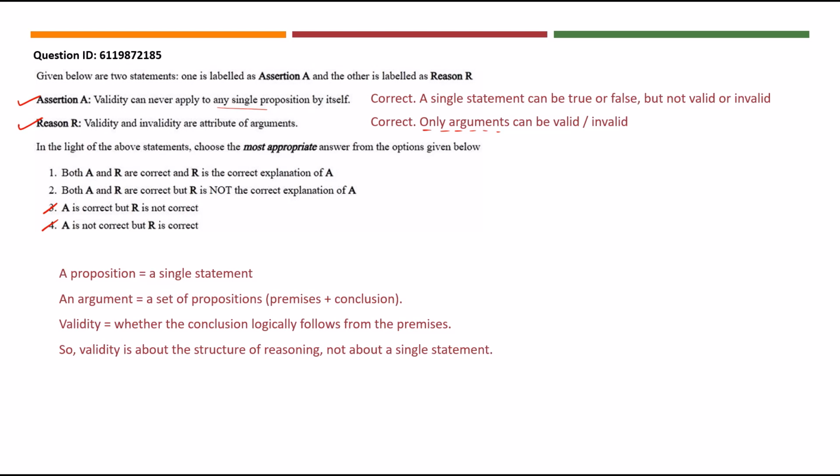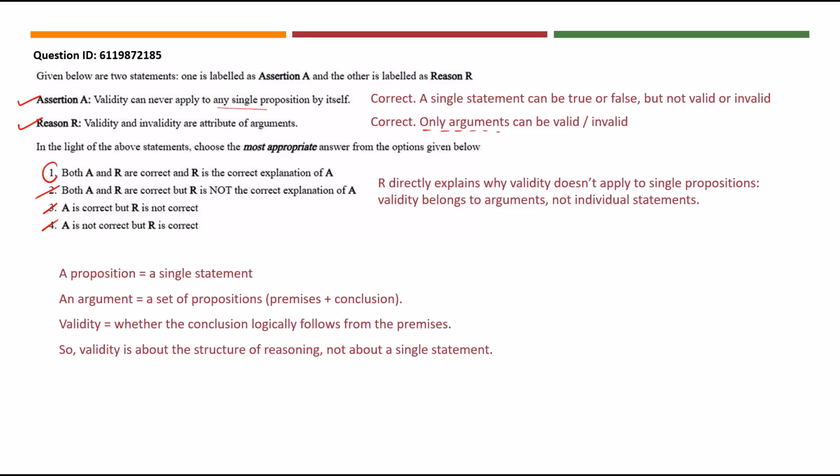Is R the right explanation of A? When there are two attributes of arguments, then that term cannot be applied to a single statement. It is perfectly correct. R directly explains why validity does not apply to single propositions. Validity belongs to arguments and not individual statements. So R is the correct explanation of A. We will rule out 2 and go with option number 1 as the right answer.